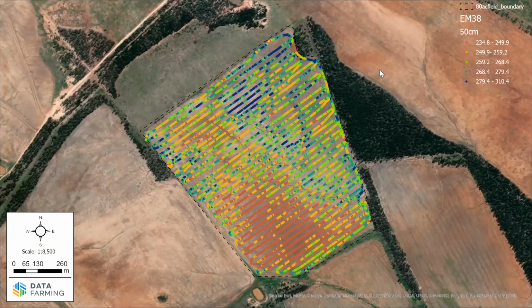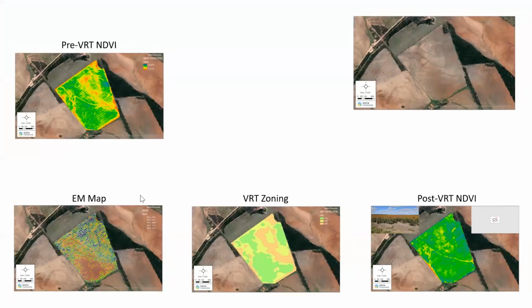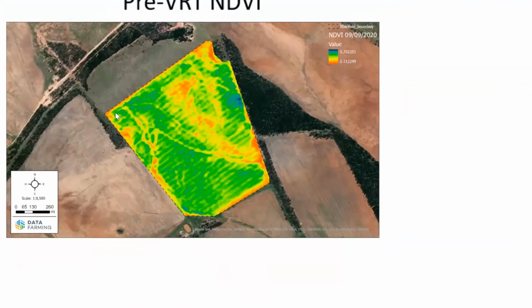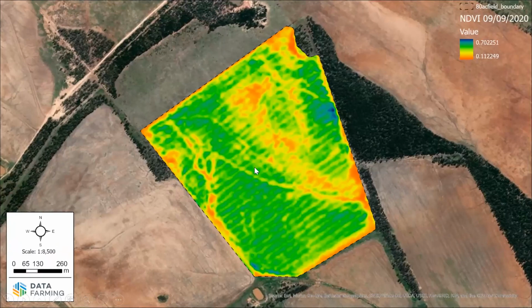So that was the goal, just to get an EM38 to look at, then matching it up to some NDVI work was what we did with Tim. I'll jump over that now, mate. So this is the NDVI, prior to any application. Yeah, so just jump back before this.